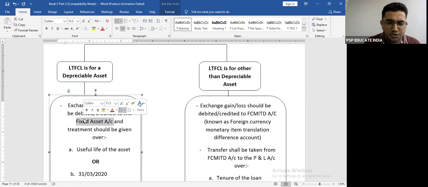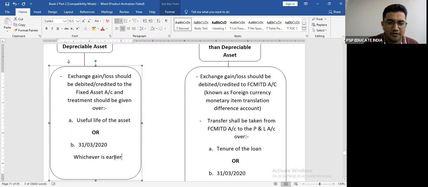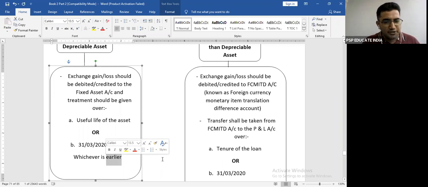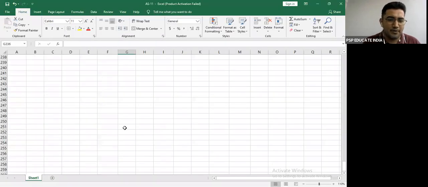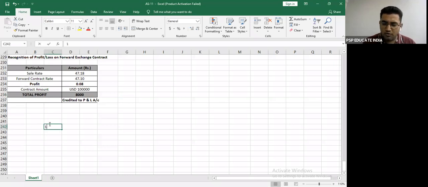And treatment should be given, मतलब इसको आप पीएनएल में ट्रांसफर करोगे. कैसे? Over the useful life of the asset or 31st March 2020, whichever is earlier. This is very important. You will transfer it on the basis of the useful life of the asset or 31st March 2020, whichever is earlier. Let's take one simple example.